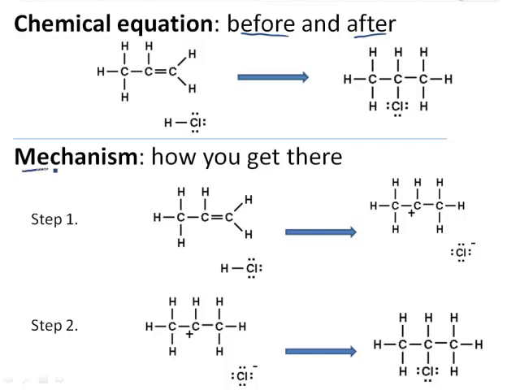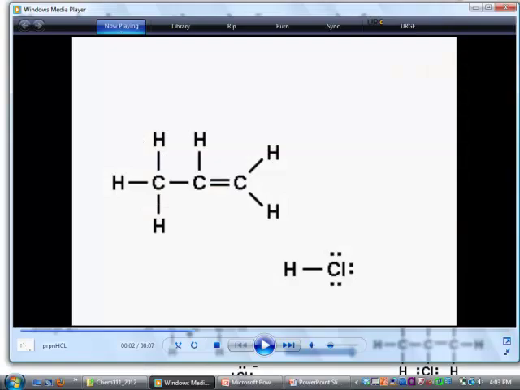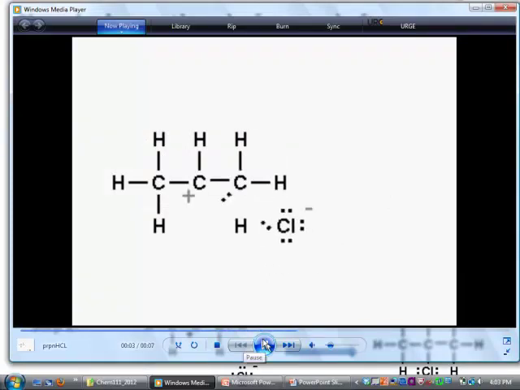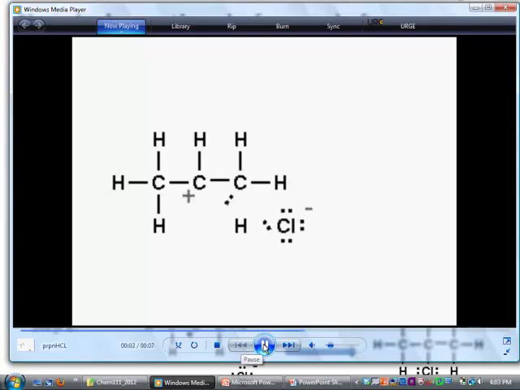A mechanism is the pathway by how you get there. And so for this reaction, you start with these two molecules, you make this molecule. The way it happens is actually done in two steps, and we'll look at a little animation of that first. So you start with HCl and the propene. In the first step, the HCl breaks apart, and the hydrogen adds onto that carbon. Let's go back a second and look at that. So the HCl, this hydrogen, is going to add onto this carbon, leaving the chlorine with a negative charge. So that's the first step.